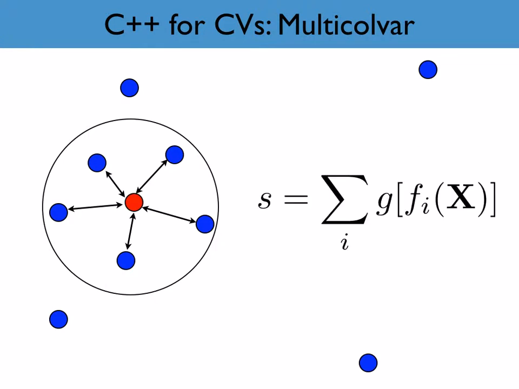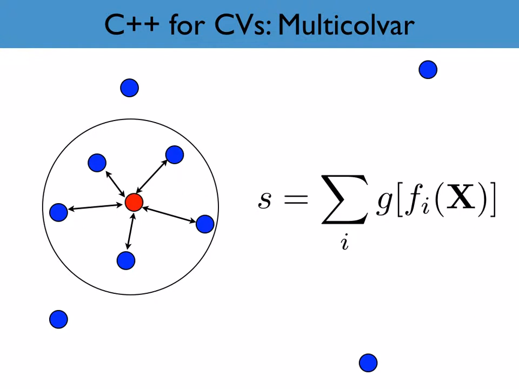Mathematically, we can express this calculation as shown. In this formula, bold X is the positions of all the atoms. Each of the f_i(X) functions is one of the distances. Lastly, g is the smooth cutoff function.